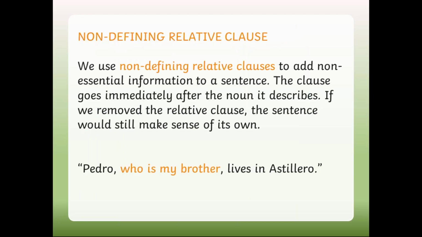Non-defining relative clause. We use non-defining relative clauses to add non-essential, additional information to a sentence. The clause goes immediately after the noun it describes. If we remove the relative clause, the sentence would still make sense on its own. For example, Pedro, who is my brother. So who is my brother is non-essential, additional information.